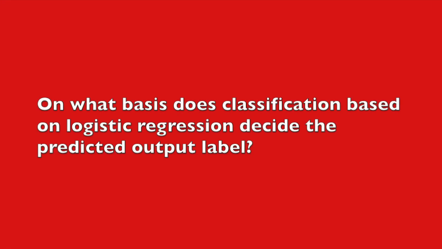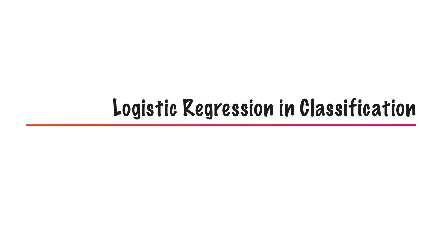Here is a question to keep in mind as we go through the contents of this video. In logistic regression, when applied to classification, on what basis is the predicted output label selected? Again, what is the basis used by our logistic regressor in order to decide which output label to assign or to predict? Logistic regression is often known as linear classification.